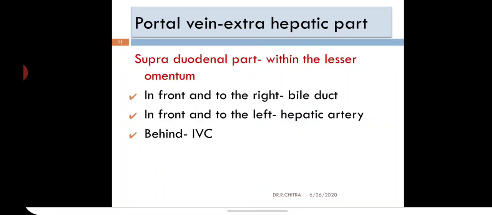Supraduodenal part is the part within the right free margin of the lesser omentum, which we have seen in so many sections of the classes. So what will be to the left in this free margin? Hepatic artery. In front and to the left is the hepatic artery. In front and to the right is the bile duct. And the portal vein will be behind these two structures. Behind the portal vein will be the inferior vena cava, but they will be separated by the epiploic foramen.